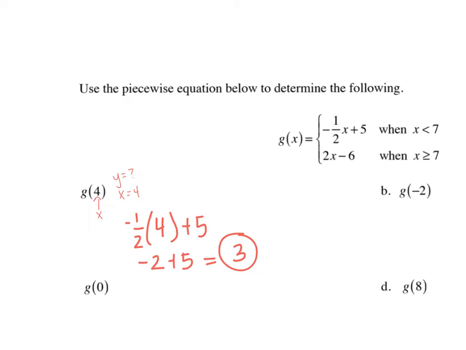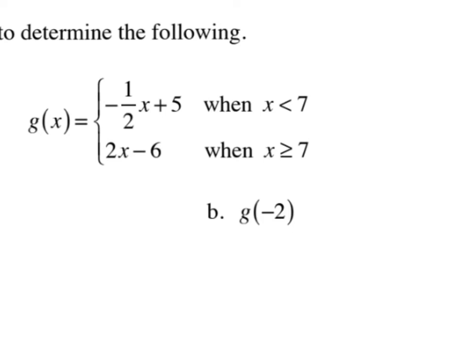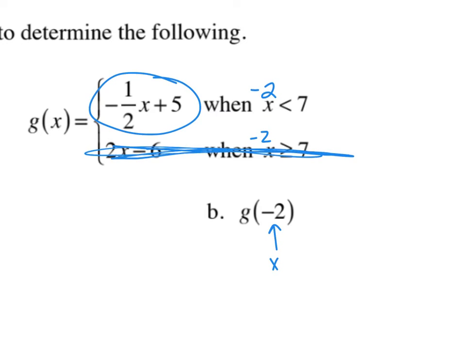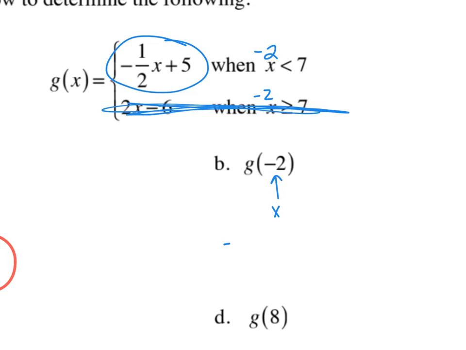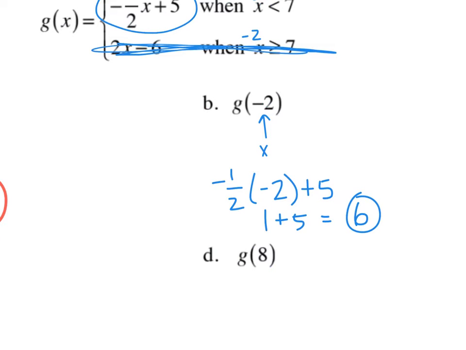So -1/2 times 4 is -2, plus 5 is 3, and that's my answer. Now let's try that same thing for -2. Remember, that's your x value. Is -2 less than 7? Yes, so this line does exist. Is -2 greater than 7? No, so I'm not going to use that equation at all. So -1/2, substitute my x in, follow my order of operations, and I get 6.